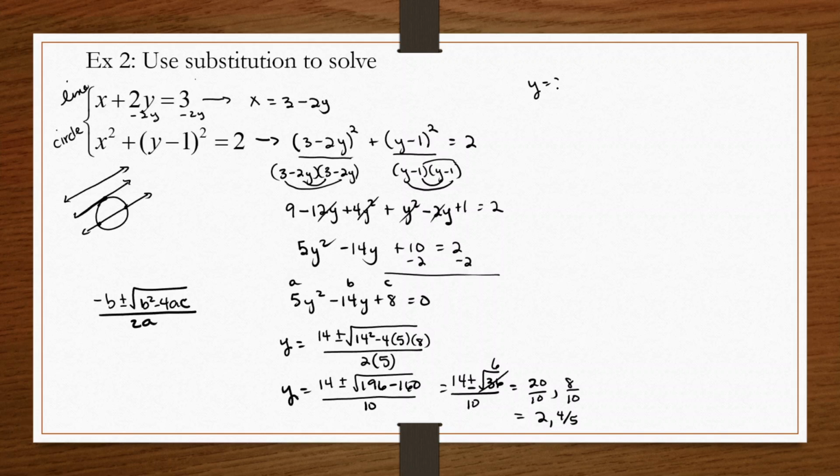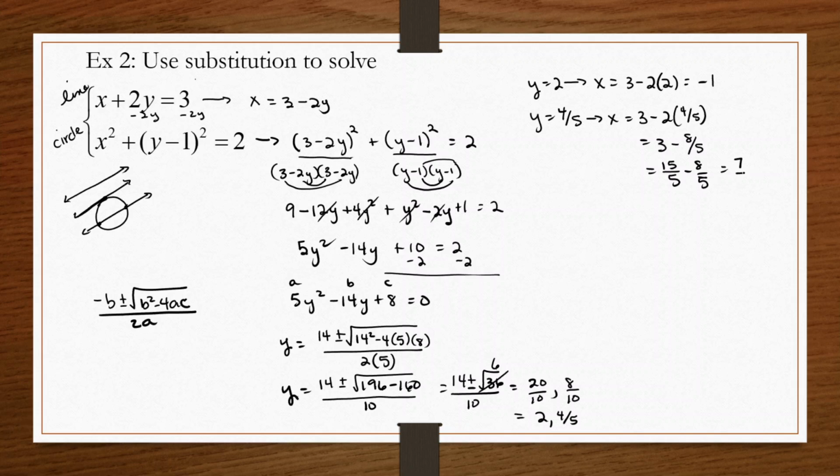So if y is 2, then x is 3 minus 2y, which is going to equal negative 1. If y is 4/5, then x is 3 minus 2 times 4/5. So that's 3 minus 8/5. 3 would be 15/5.